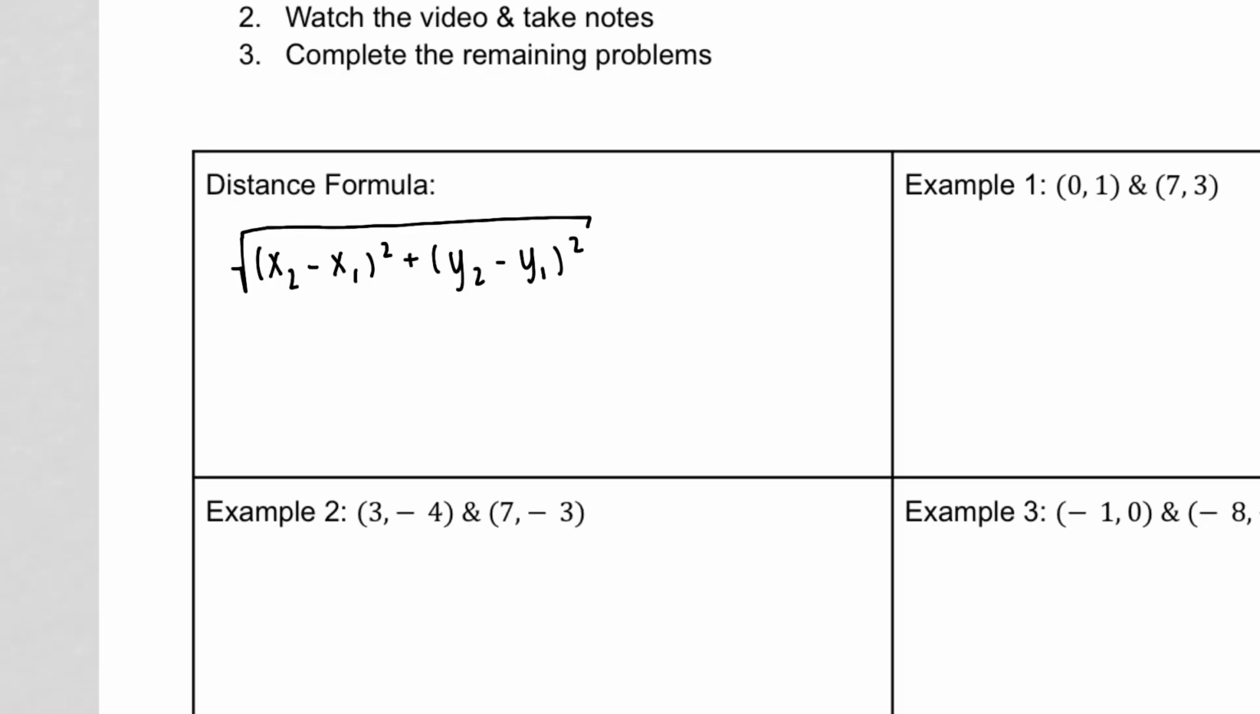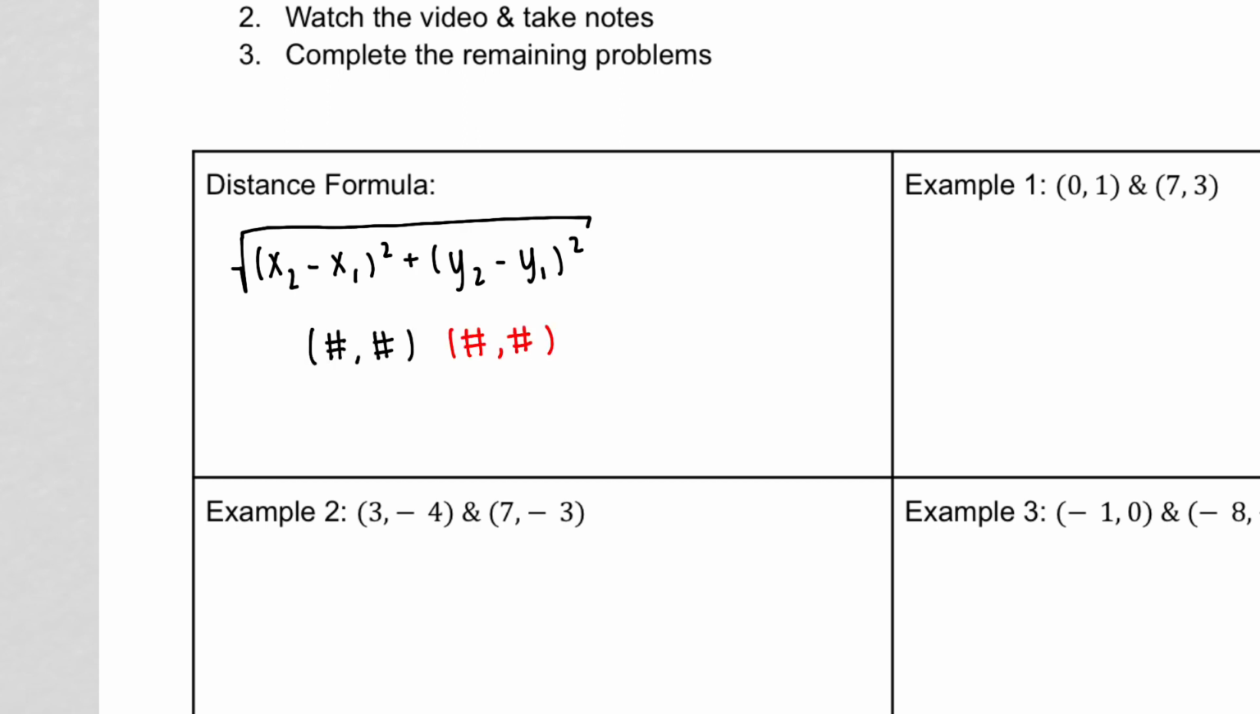Alright, so this video is going to cover distance, midpoint, and missing endpoint. We did this back in our 2D unit in the fall. So I've written the distance formula on the paper. The distance formula is the square root of (x2 minus x1) squared plus (y2 minus y1) squared.